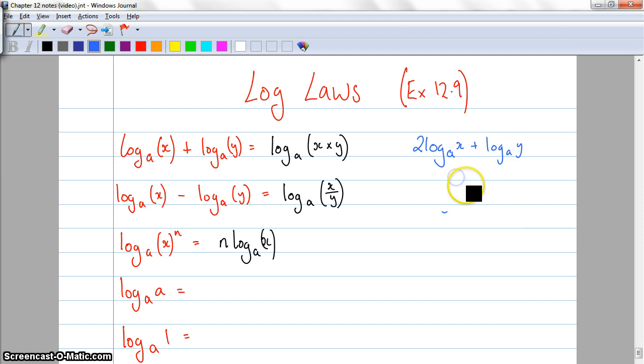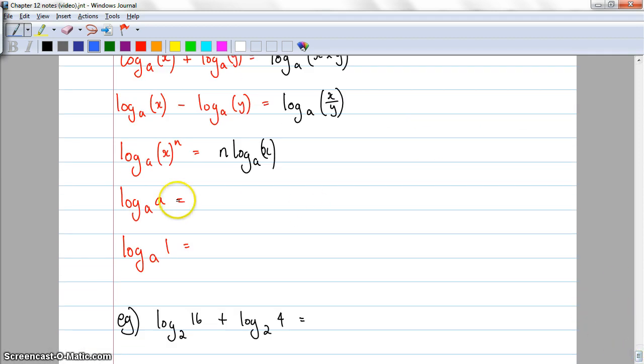Okay, so the 4th rule that we're going to look at, if we remember what logs are, we ask ourselves, what do I have to raise a to the power of to get to a? Well, if I turn this into an indice, I'll just use x for the moment. It's a, as in the base a, to the power of x equals this number here, which is a. That number there is a 1. So therefore, x equals 1. So the rule is, if you've got the base and the number exactly the same, the answer will always be 1.